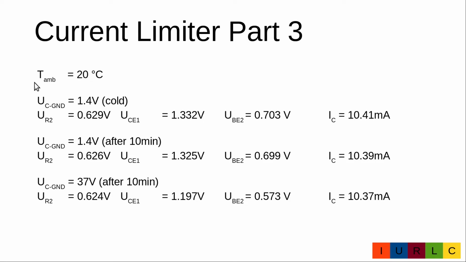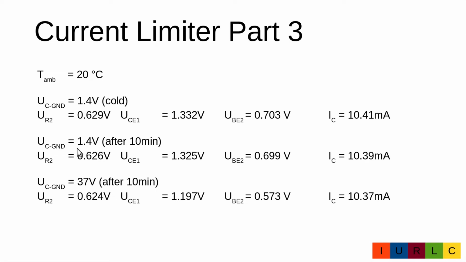We summarize our data. The ambient temperature was 20 degrees Celsius. At the first measurement we had 1.4 volt at the collector and all parts were adapted to ambient temperature. The current sense resistor voltage was 629 millivolt. The collector emitter voltage was 1332 millivolt and we calculate a base emitter voltage for transistor 2 of 703 millivolt and we measure a collector current of 10.41 milliamp.